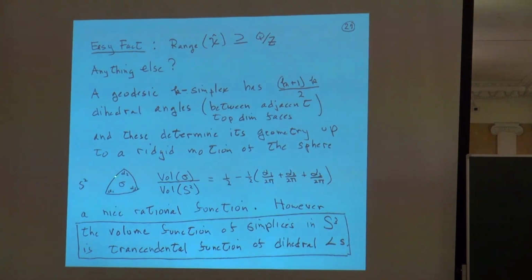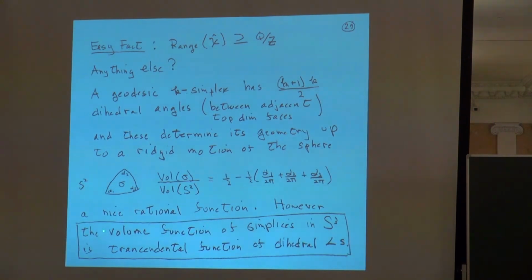Now, for example, if I want to know this number in the two-sphere, namely the fraction of the area of the two-sphere represented by a simplex with dihedral angles alpha 1, alpha 2, and alpha 3, its volume divided by the volume of S2, well, this is the most elementary case of the Gauss-Bonnet theorem, and it's a very nice rational function, at least when you divide by pi. It's a half minus a half times the sum of the angles. So that's a nice rational function.